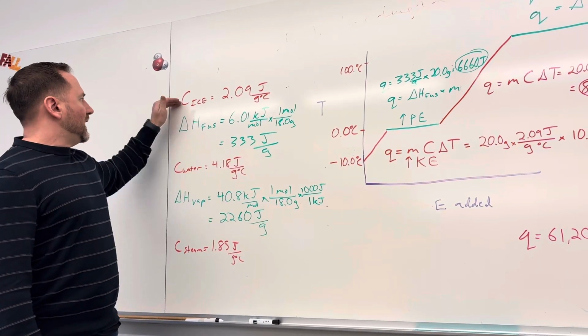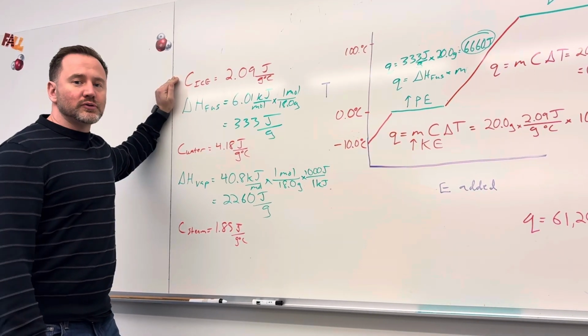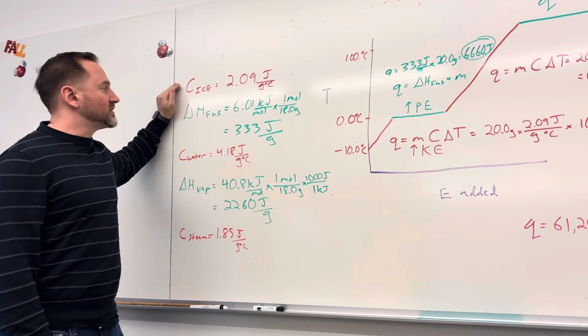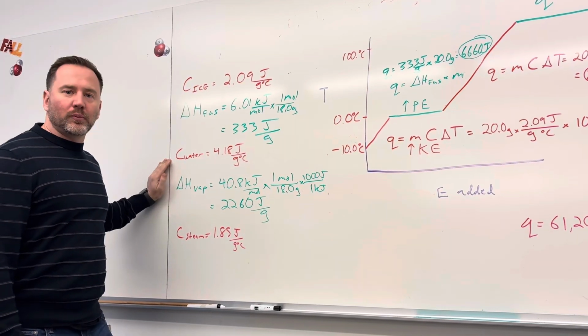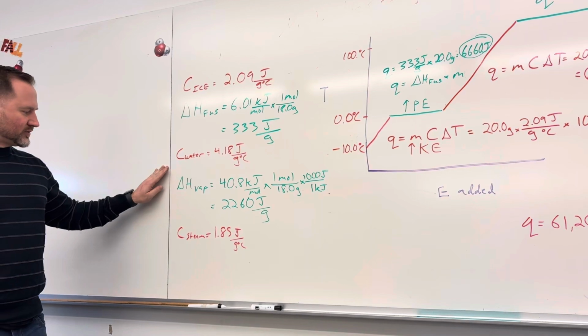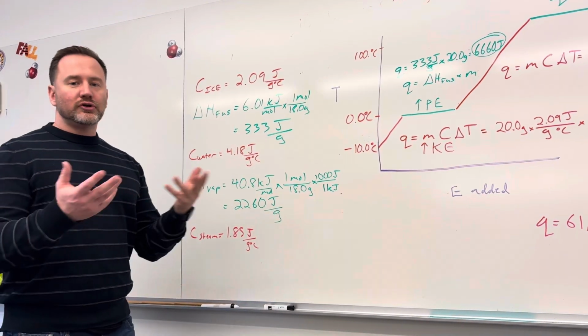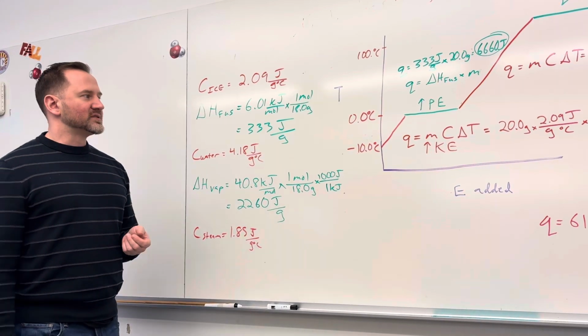It's not the same at every phase. So for ice, for example, it takes 2.09 joules to raise a gram of water 1 degree Celsius, whereas for water, it takes 4.184 joules to raise its temperature 1 degree Celsius for every gram. And then steam, it's less. It only takes 1.85 joules to raise a gram of steam by 1 degree Celsius.